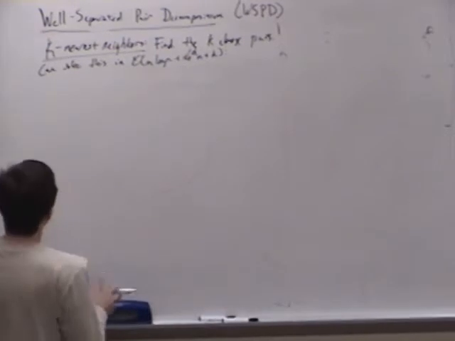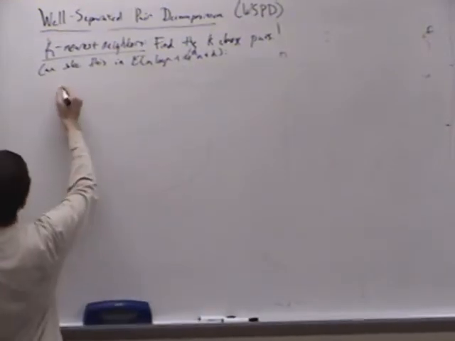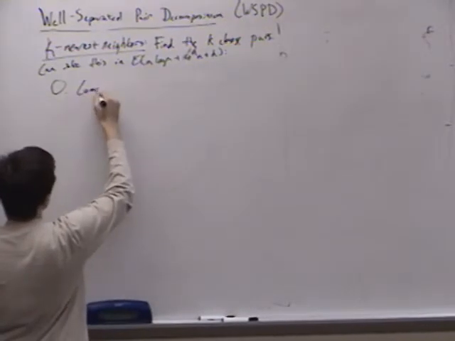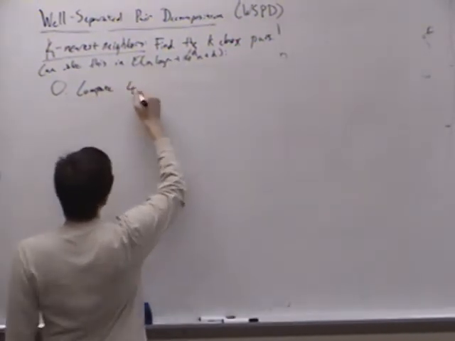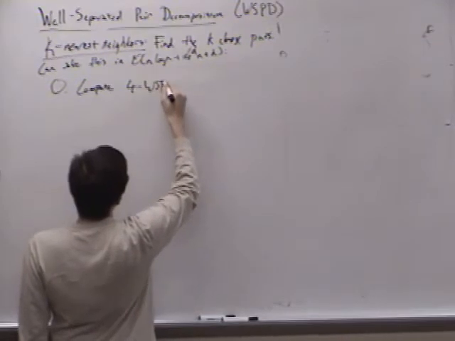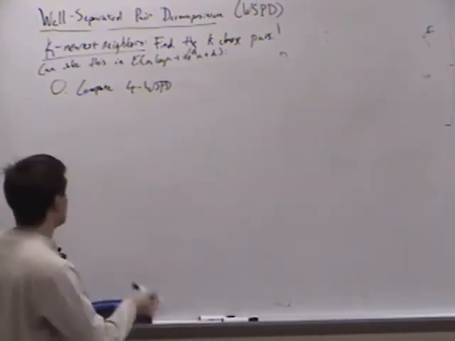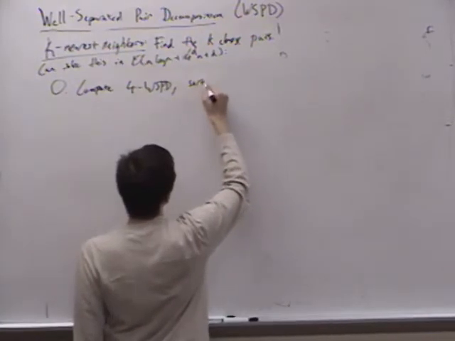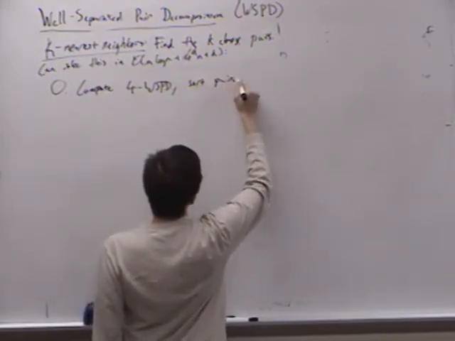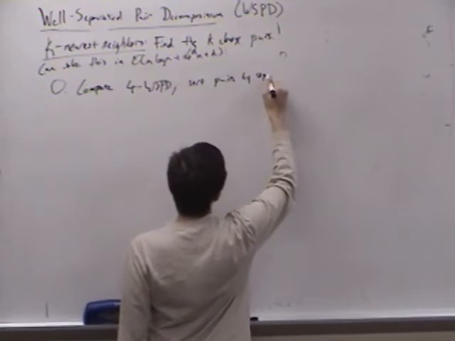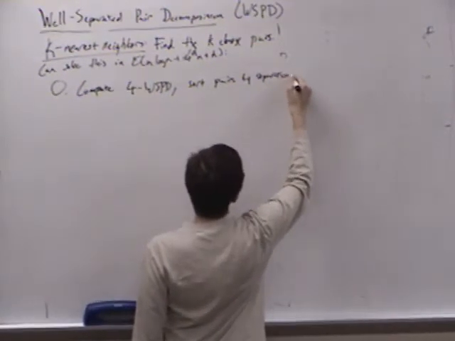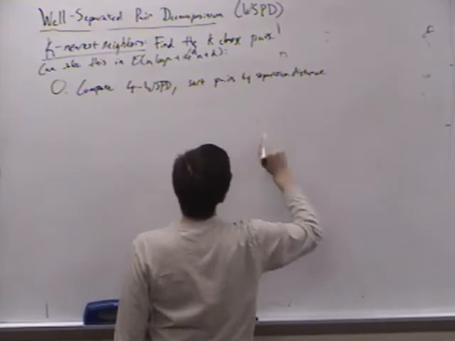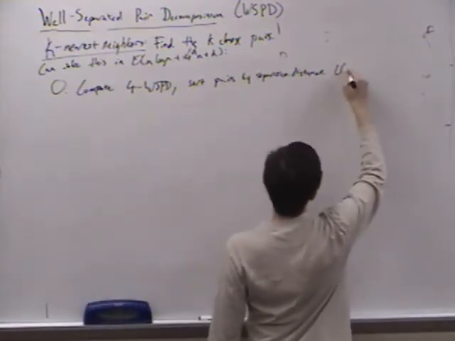So here's the first point. We'll write in step 0. Step 0 is compute a 4 well-separated pair decomposition. That's the hard part, but we already saw how to do that. And we're also going to sort pairs by separation distance, which we'll need for this. So that's also an order n log n.